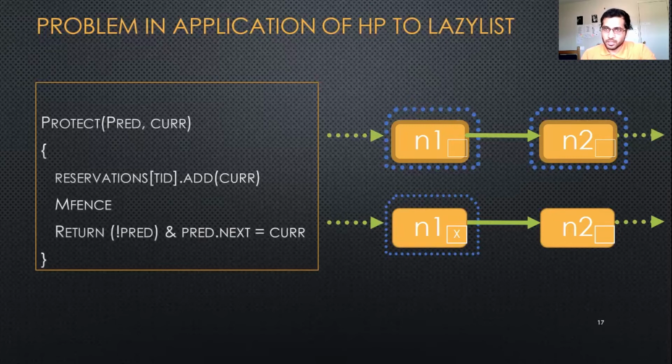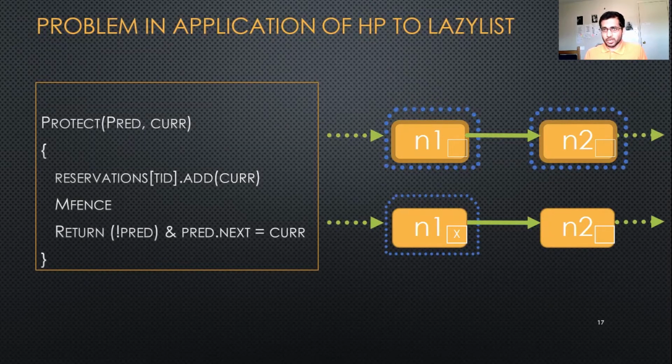In this case, the third step of the protect call will fail because node N1 is marked. Because that means you cannot decide whether node N2, when it was announced, was reachable in the data structure or not. Right? So the protect call will fail. Now, the catch here is that typically in a data structure operation, when a protect call fails, that is handled by restarting the operation from the root or the head node of the data structure.